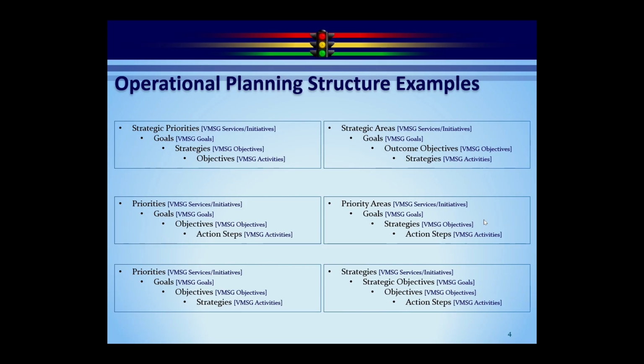So again, I just want to show you, and then there's probably 100 other variations of this. I just want to show you some things that we've seen. So if somebody again hands you the plan and it says priority areas, you'll know that that's probably the service or initiative and things along that line. So let's go through each level of the pyramid and look at some examples here.